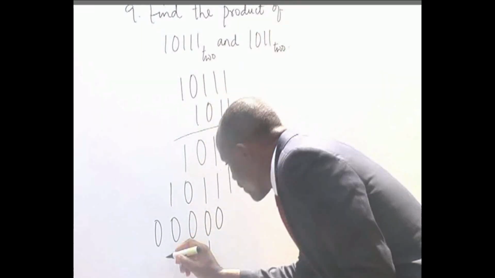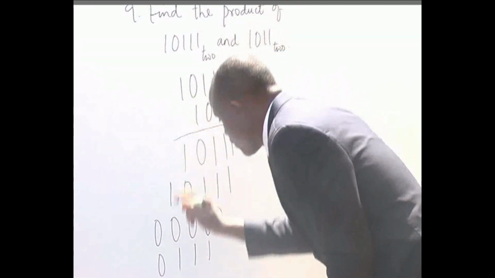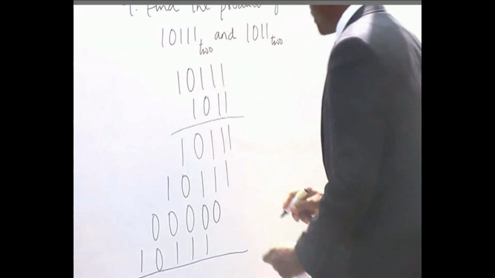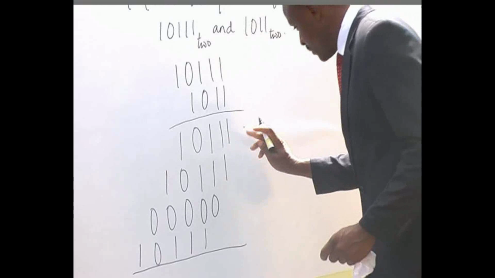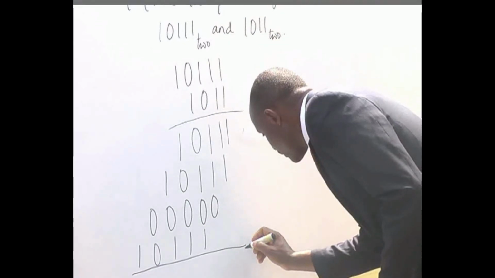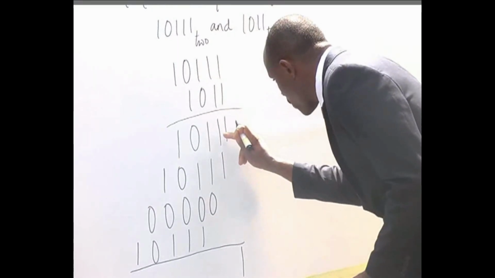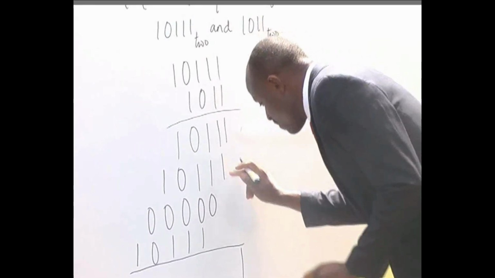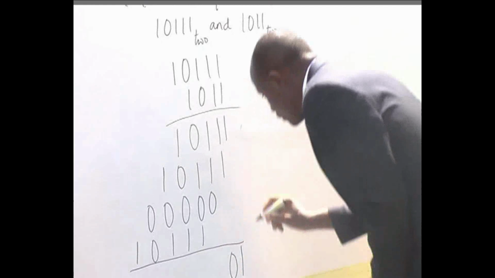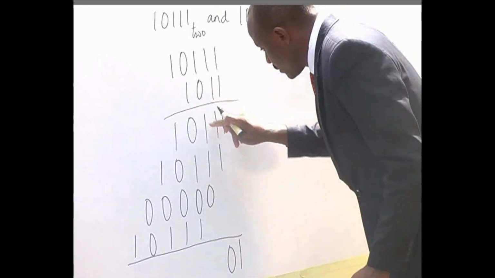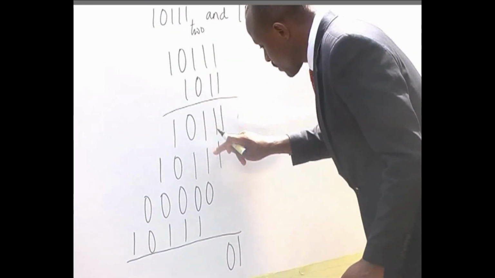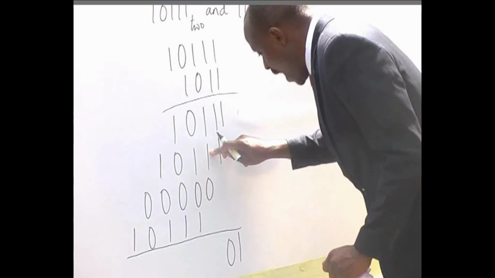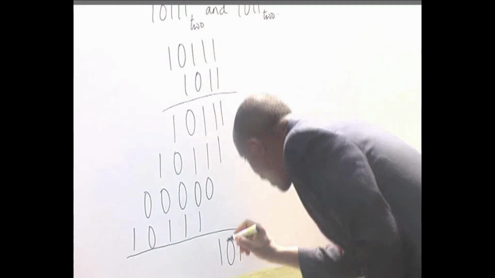Then the next one is 0. Then times 1 will give you 1. Pay attention. This is where the job is. Bring down 1. This one. 1 plus 1 is 2. Don't write 2. Remove 2 from 2. What is remaining? 0. Carry the 1. Plus 1 is 2. 2 plus 1 is 3. Remove 2 from 3. You have 1 left. Write the 1 that is left.